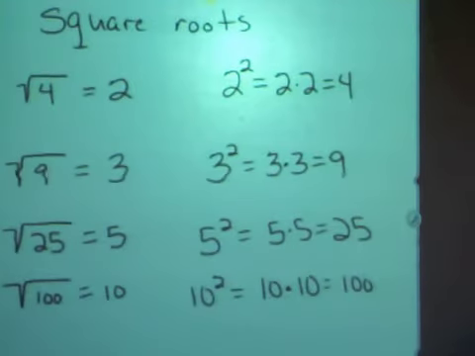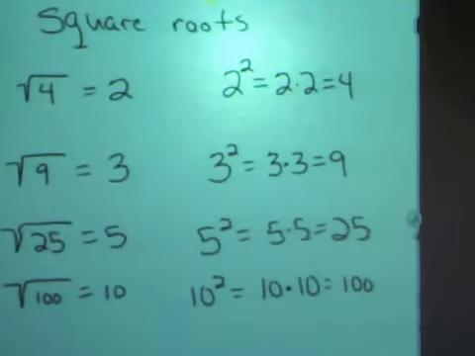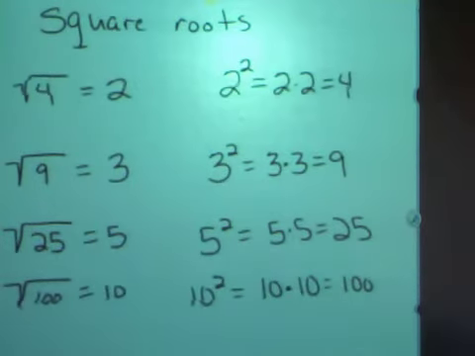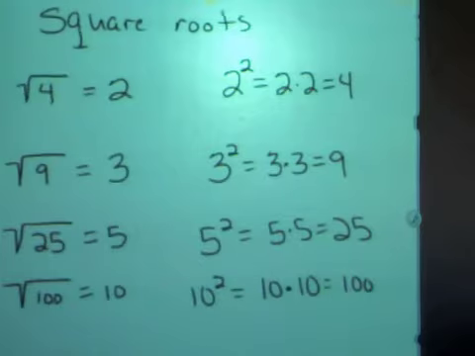So square roots, just looking for some number that when you multiply it times itself, gives you whatever number is underneath the radical. Radical is that funny looking division symbol, but it's not a division symbol, it's a radical.